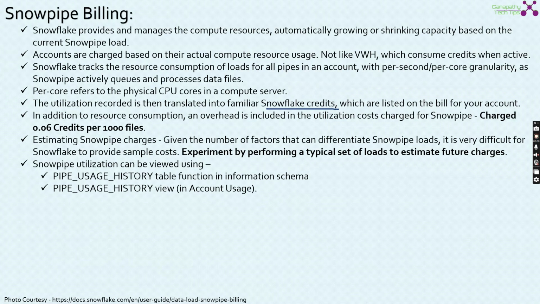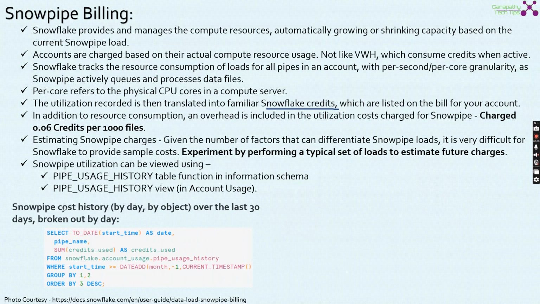So how can we see Snowpipe's utilization? It can be done via the pipe usage history table function in information schema, or via the pipe usage history view in the account usage. As usual, you all know information schema and account usage hold most of the tables which are needed for billing related purposes. Here is the query. This query will provide you the Snowpipe cost history by day by object over the last 30 days, broken out by day. As simple as it is, pipe usage history is the table which is used here. They are taking the sum of credits with the pipe name and grouping it by date and pipe. So obviously you will get this relevant information.